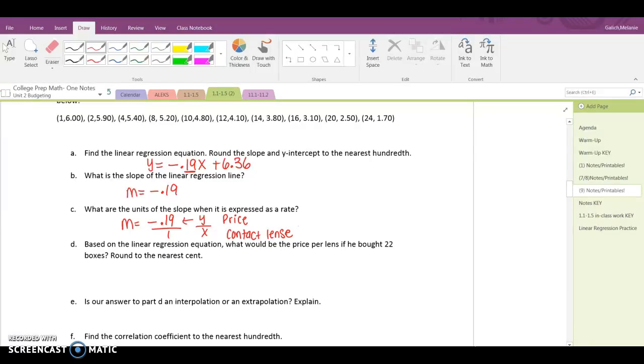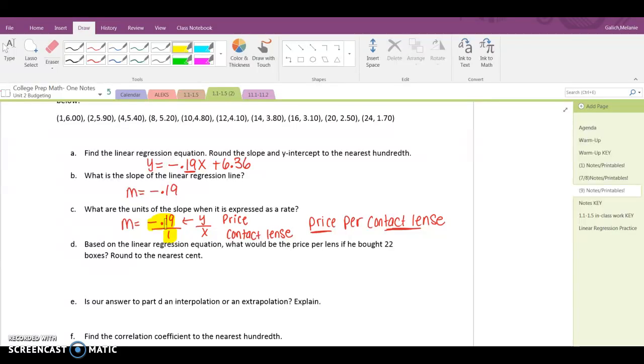So when it wants to know what are the units of the slope when it is expressed as a rate, it is the price per contact lens. Its price is our y value, and the number of contact lenses is the x value. So in this one example, if we wanted to dive into the numbers, for that one contact lens the price decreases, or that price is a negative 19 cents.